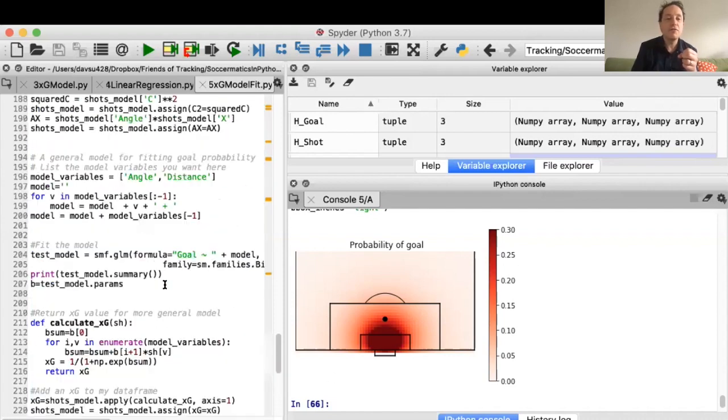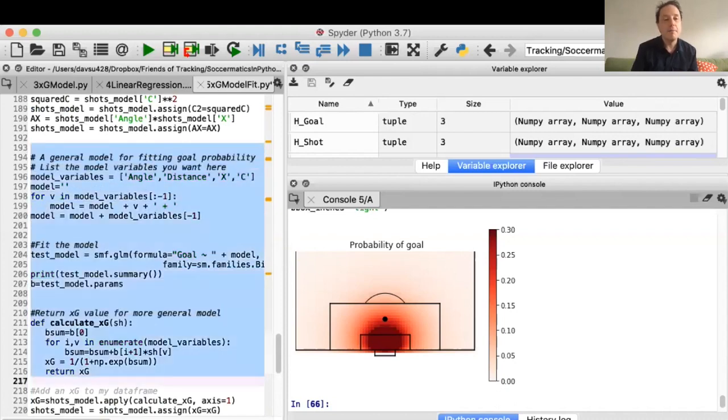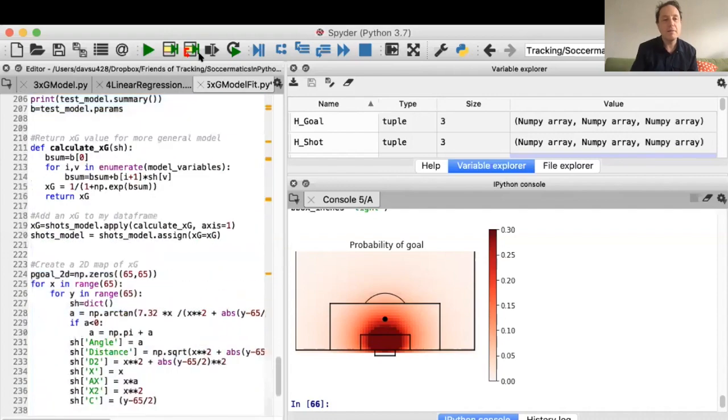And you can do lots of playing around with this type of thing. You can start to put in more variables. For example, if I put in the X coordinate, I put in the Y, and I think it's C, that's distance from the center. And I run this all over again.